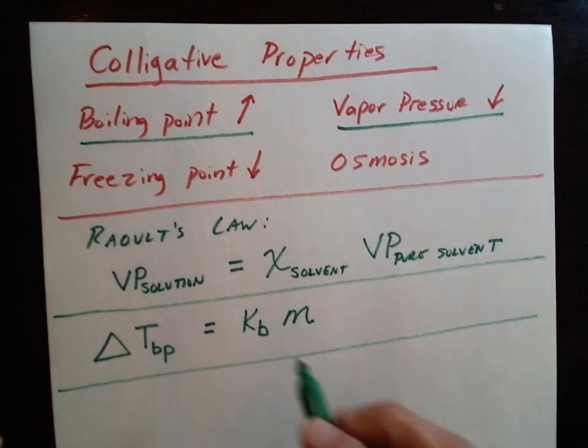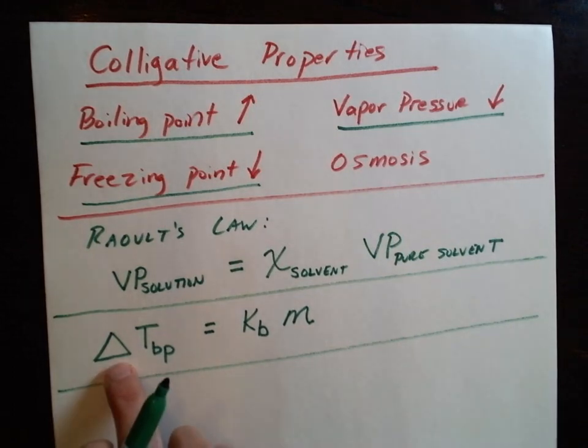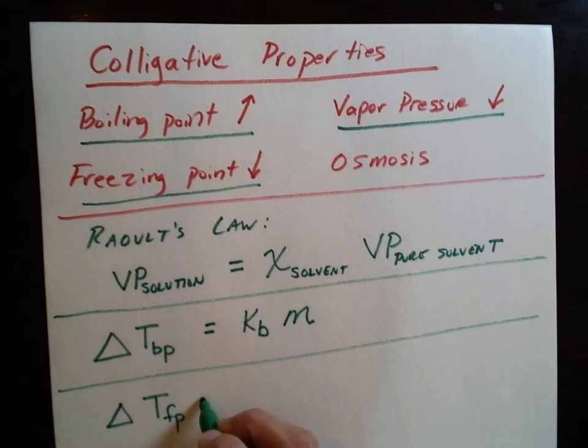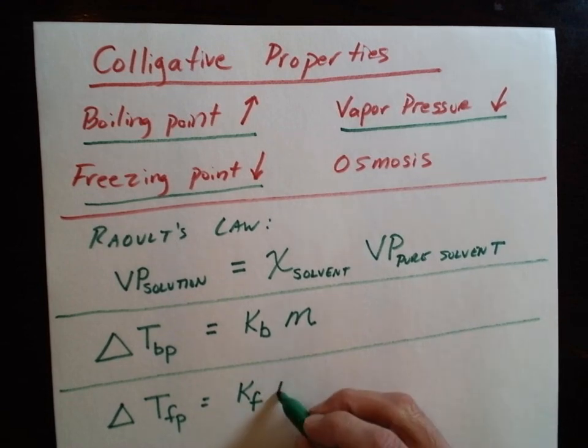The next thing we'll look at is the freezing point depression, which looks a lot like boiling point elevation. The freezing point depression looks like this. The change in temperature of the freezing point is going to be equal to the freezing point depression constant, which again depends upon the solvent, times the molality of the solution.